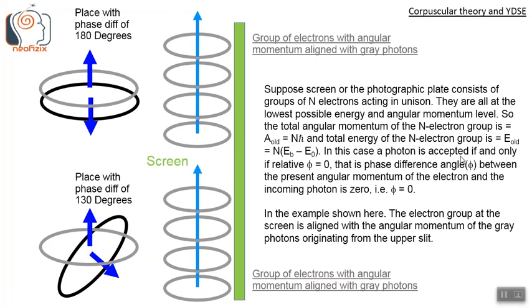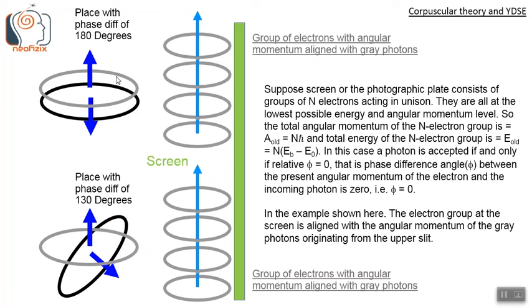In this case, a photon is accepted when they are in this lowest energy and angular momentum state. A photon is accepted if and only if the relative phase difference angle, that is phi, should be 0. That is, the phase difference angle phi between the present angular momentum of the electron, so this light blue line shows the direction of the angular momentum of the electrons, and the phase of the incoming photon, if they are the same or the phase difference is 0.